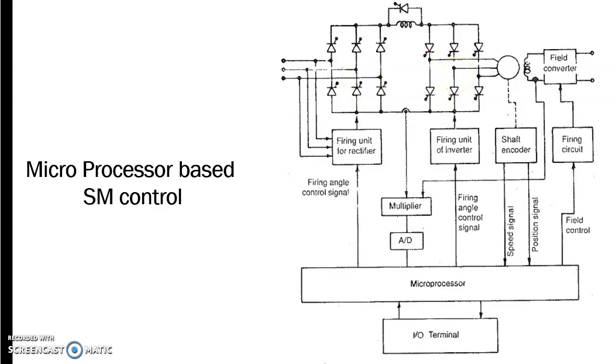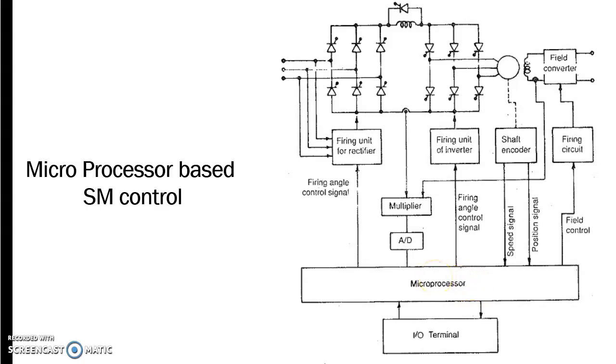For operating the line side converter as a rectifier, you know alpha is varying from 0 to 90, and for the load side or machine side converter, it is varying from 90 to 180 degrees. The control pulses to the rectifier are provided by the microprocessor. That is the difference. That is why it is known as a microprocessor based synchronous motor control. These firing pulses are generated from a microprocessor with a proper interface between the AC lines and the microprocessor.